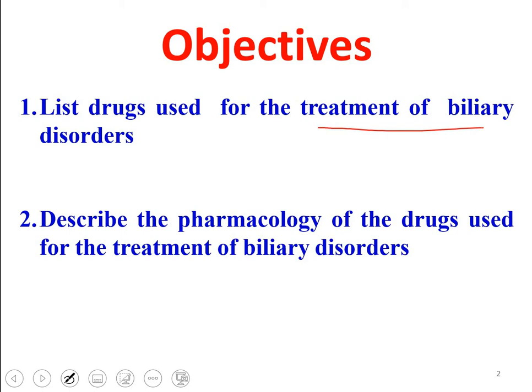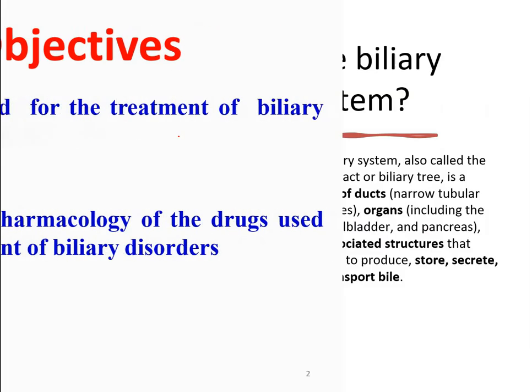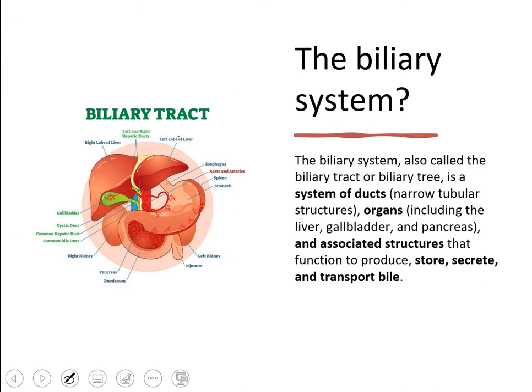So for listing the drugs used for biliary disorders, let me explain the biliary tract, the hepatobiliary tract. This is the biliary system, and you can see the liver is here, there is a gallbladder, and you can see the pancreas here. It's a system of ducts, organs, and associated structures that function to produce, store, secrete, and transport the bile. Remember, bile emulsifies fats.